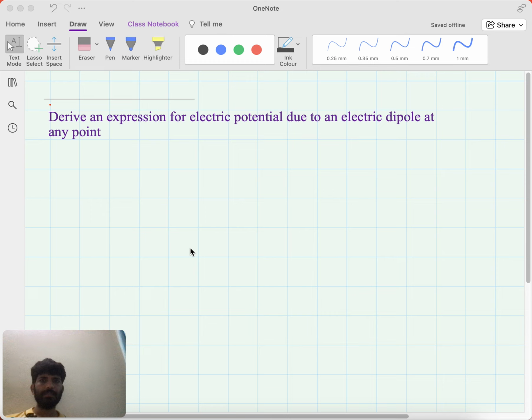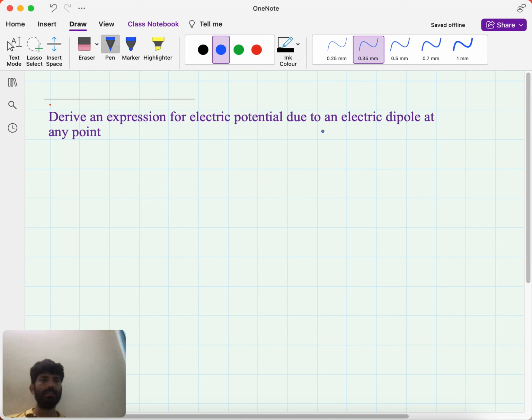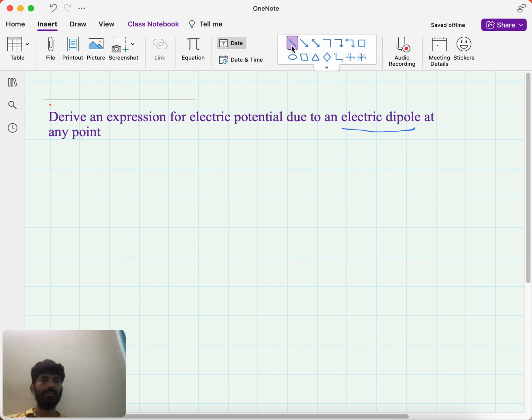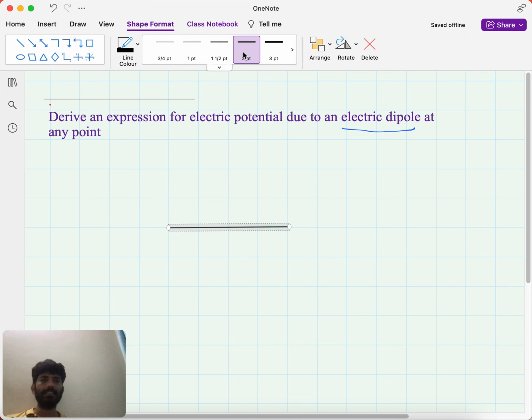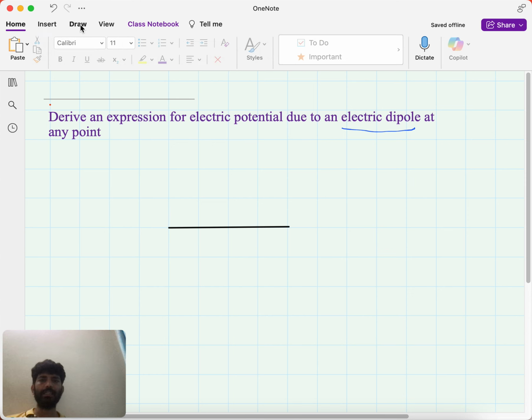So today's concept: derive an expression for electric potential due to an electric dipole at any point. First we need to see what an electric dipole is, so we need to draw the diagram. Electric dipole means two equal and opposite charges separated by a distance 2a. So that's called an electric dipole.